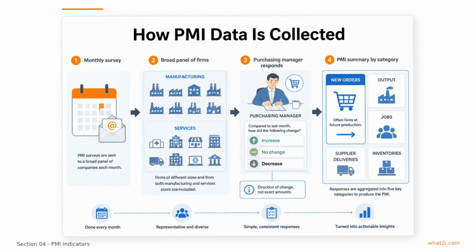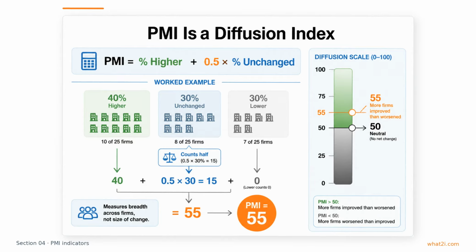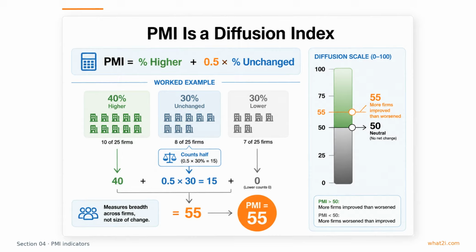Because the survey captures direction rather than exact magnitude, PMI is fast to collect and publish. That speed is one of the reasons markets find it so useful. PMI is a diffusion index, which means it measures how widespread improvement or deterioration is across firms. The formula is simple: the percentage reporting improvement plus half of the percentage reporting no change. So if 40% report higher activity, 30% report no change, and 30% report lower activity, the index is 55.